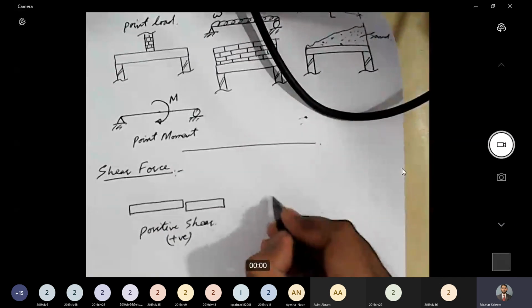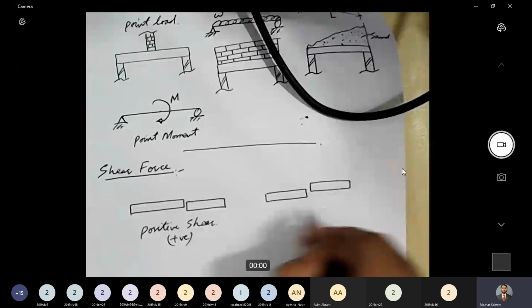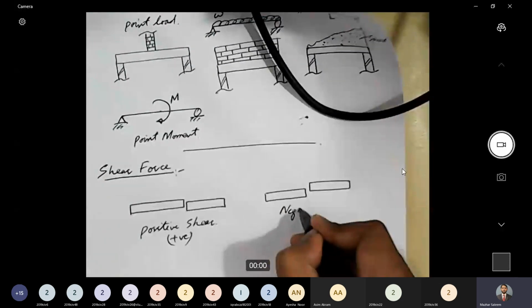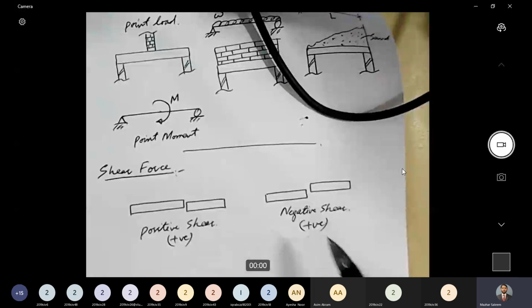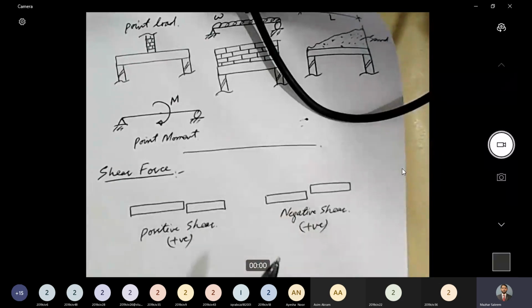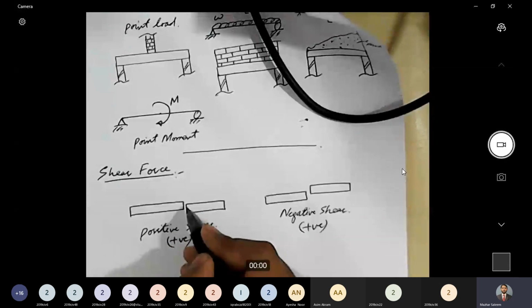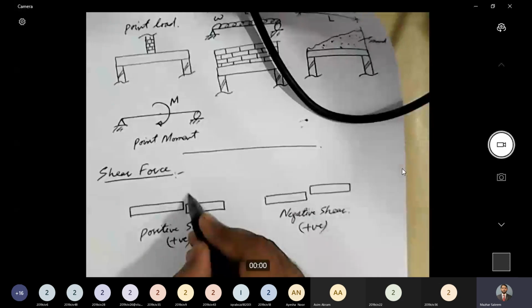And if it's the other way around, if the left part has the tendency to move in the downward direction and the right part has the tendency to move in the upward direction, this is termed as negative shear. So this will be our sign convention when we deal with shear forces. How to calculate these shear forces and how to represent them in a diagram, we will discuss in detail later on. At this point, our objective is just to understand what we mean by a shear force. So shear force is a force that tends to slide one section relative to the other. Similar sliding is present in both the figures.